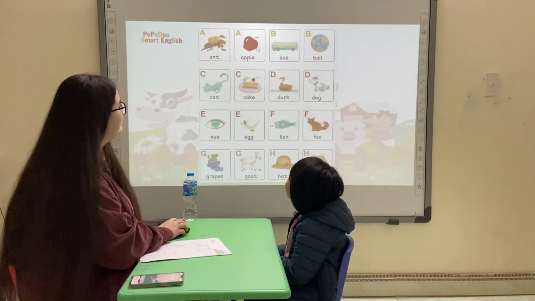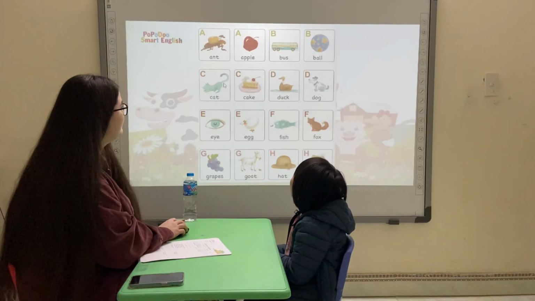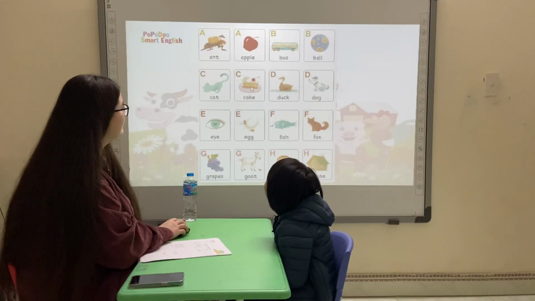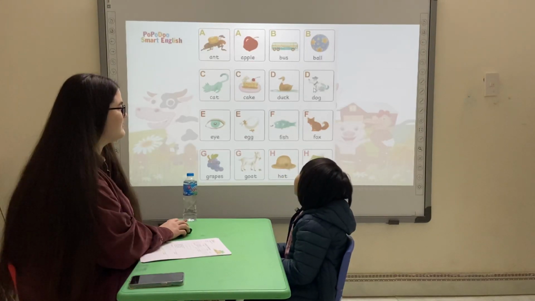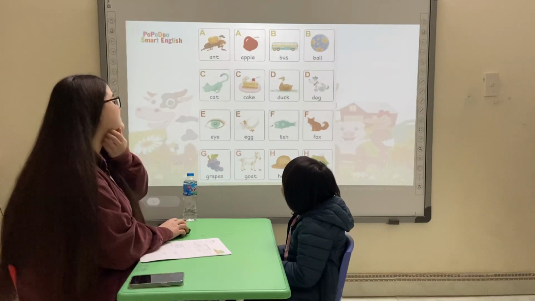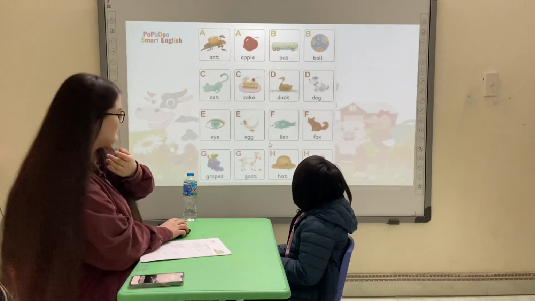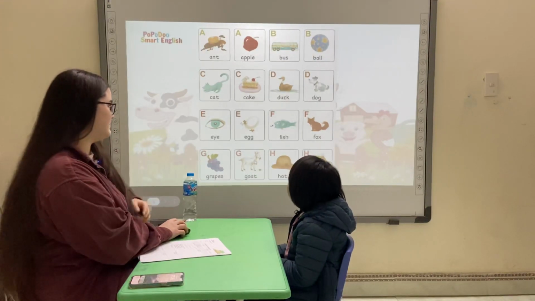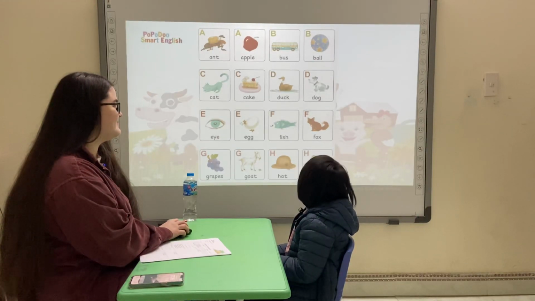It's an arm. It's an apple. It's a bat. It's a ball. It's a cat. It's a kite. It's a rat. It's a dog. It's an eye. It's an ear. It's a feet. It's a cat. It's a grape. It's a ghost. It's a hat. It's a owl.